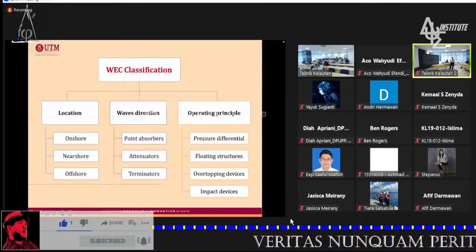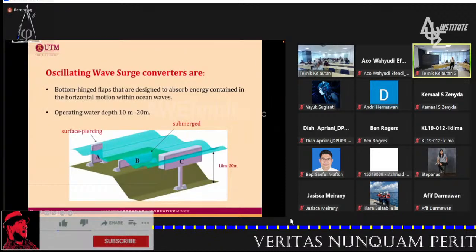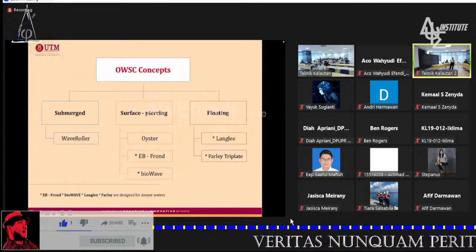This is the classification of wave devices. And waves point global. Oscillating. This is the various OWC, submerged, floating. So there's a lot of these devices.